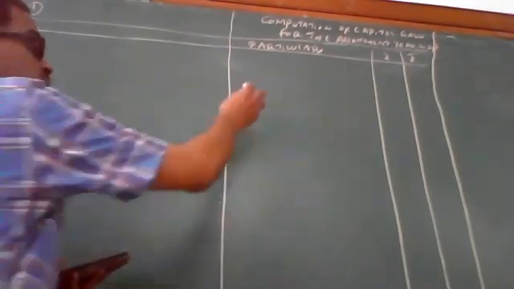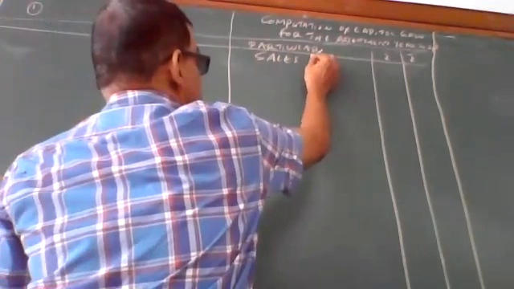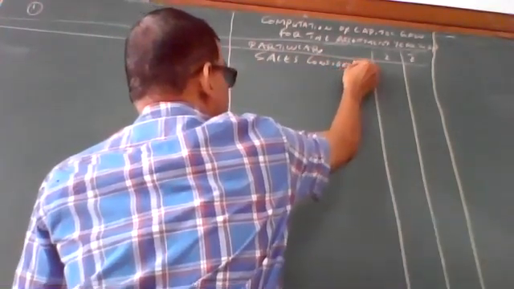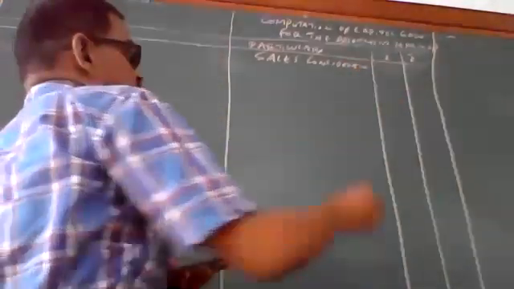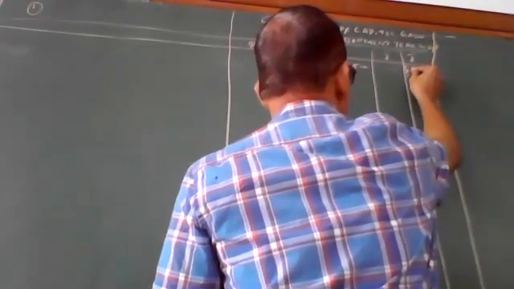Now, first, what do you have to take in that format? Sales. What is sales consideration? Sales consideration is how much? 4,80,000. This is 4,80,000.